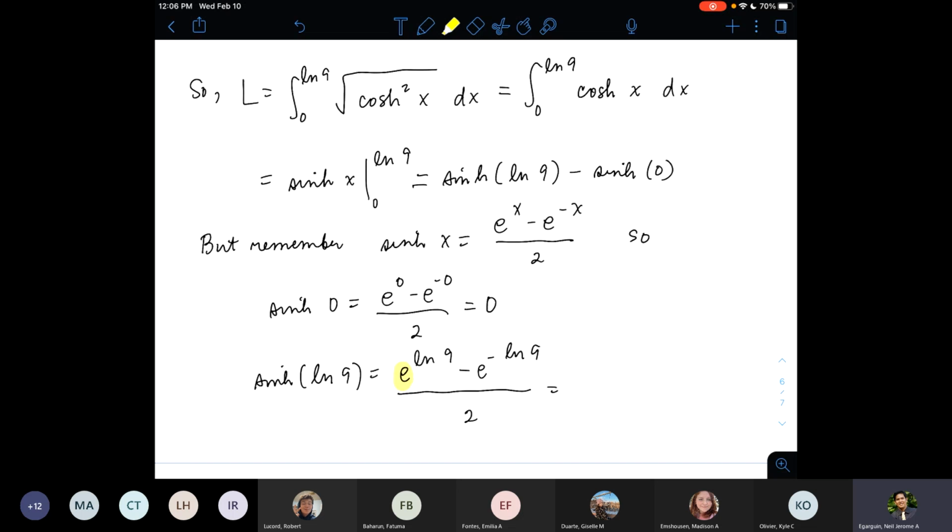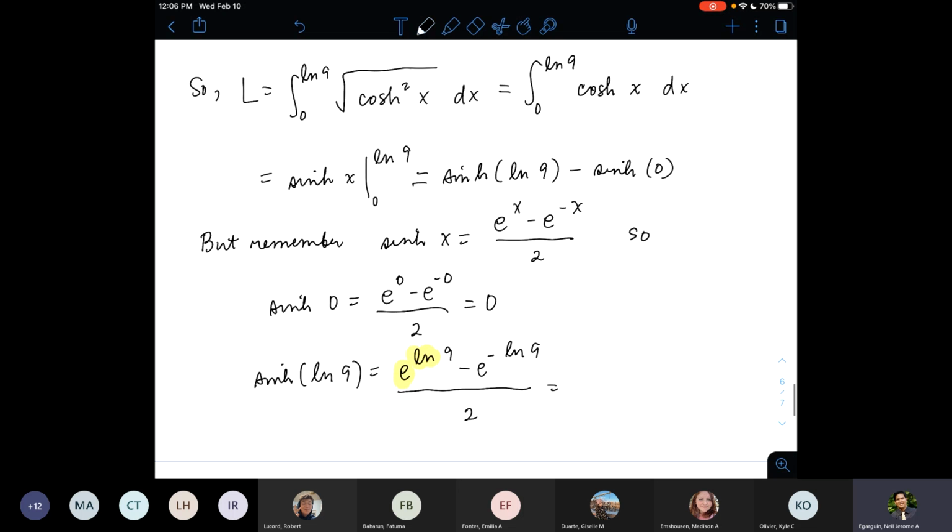But here you see that e is followed by ln. They are inverses of each other. So what will be left in the first term is simply 9. For the second term, though, I cannot apply the property of inverses right away because e is not directly followed by ln. E is followed by a negative sign, then the ln. But I can get rid of that negative sign using laws of logarithm.